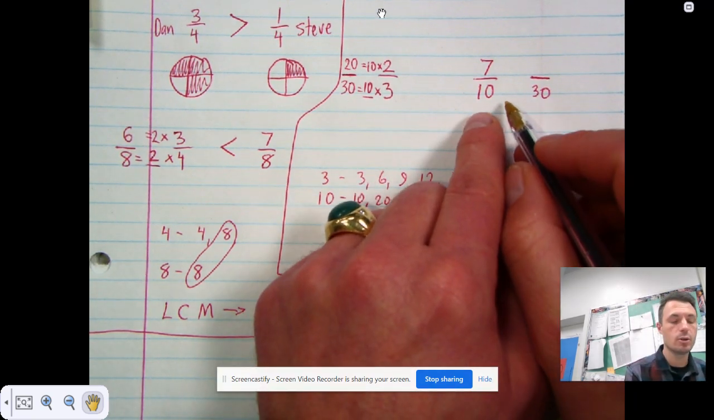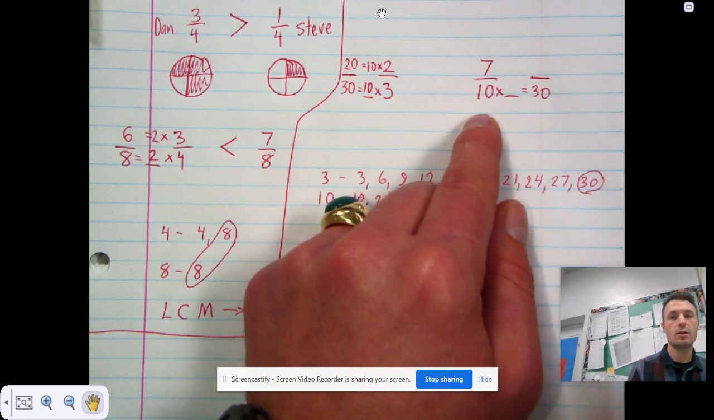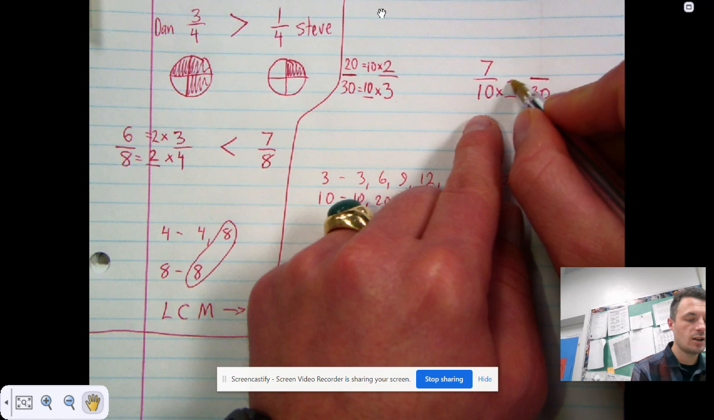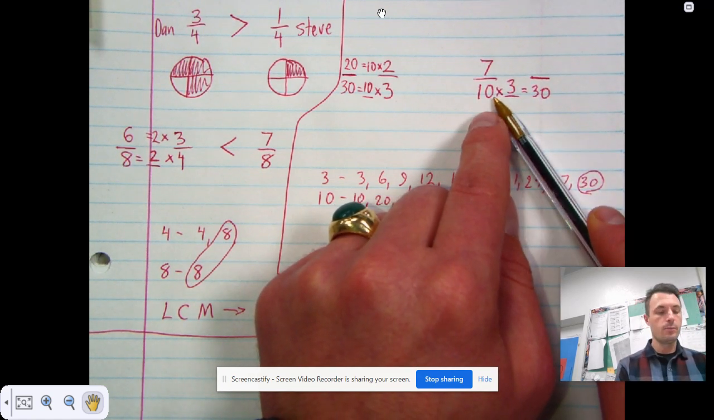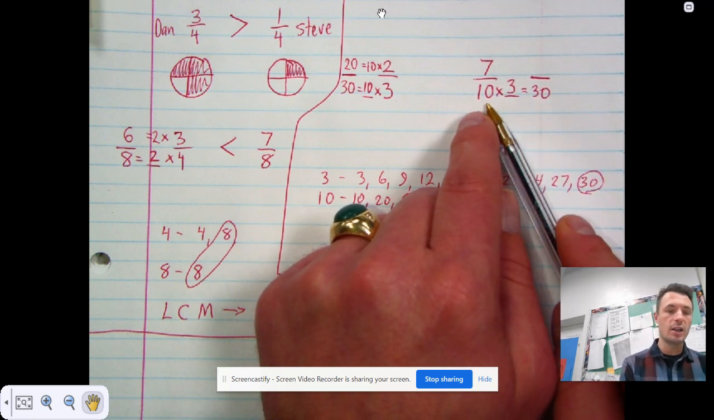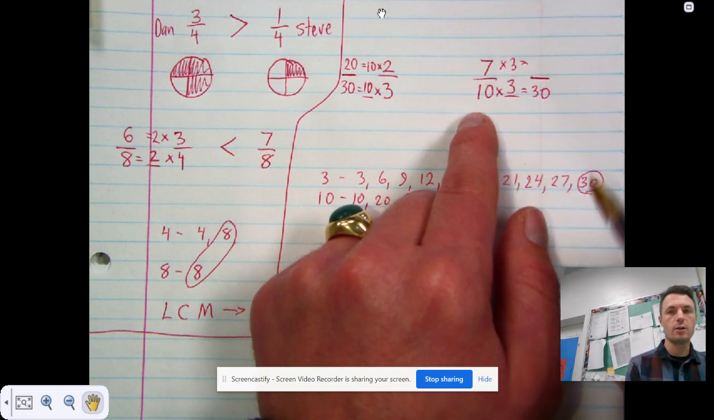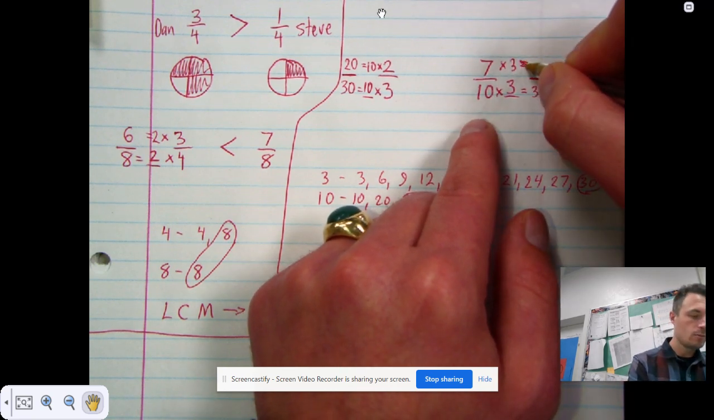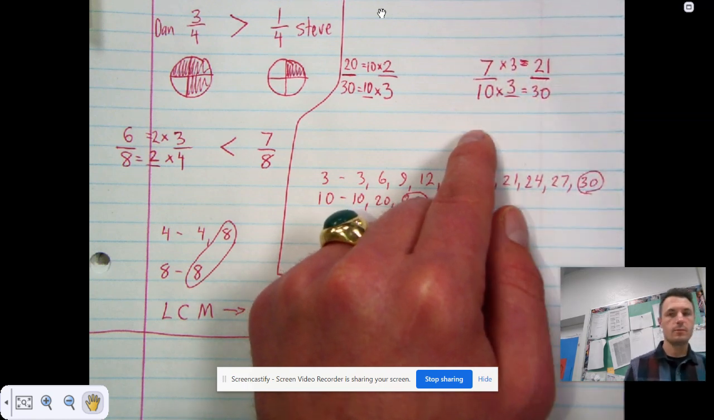Now we do the same thing over on this side. What times 10 equals 30? 10 times 3 equals 30. And whatever we do to the bottom, we have to do to the top. We multiplied 3 by the denominator. Now we have to multiply 3 by the numerator. And 7 times 3 is 21.